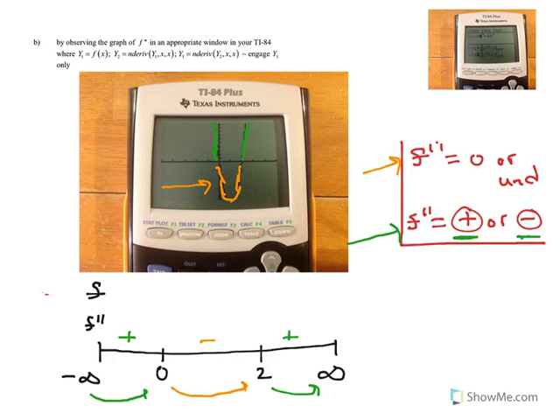So that tells us the curvature on f must be concave up, concave down, and then concave up. So same information that we got on part A, doing it by hand, just by looking at a graph of f double prime. So this is a graph of f double prime.